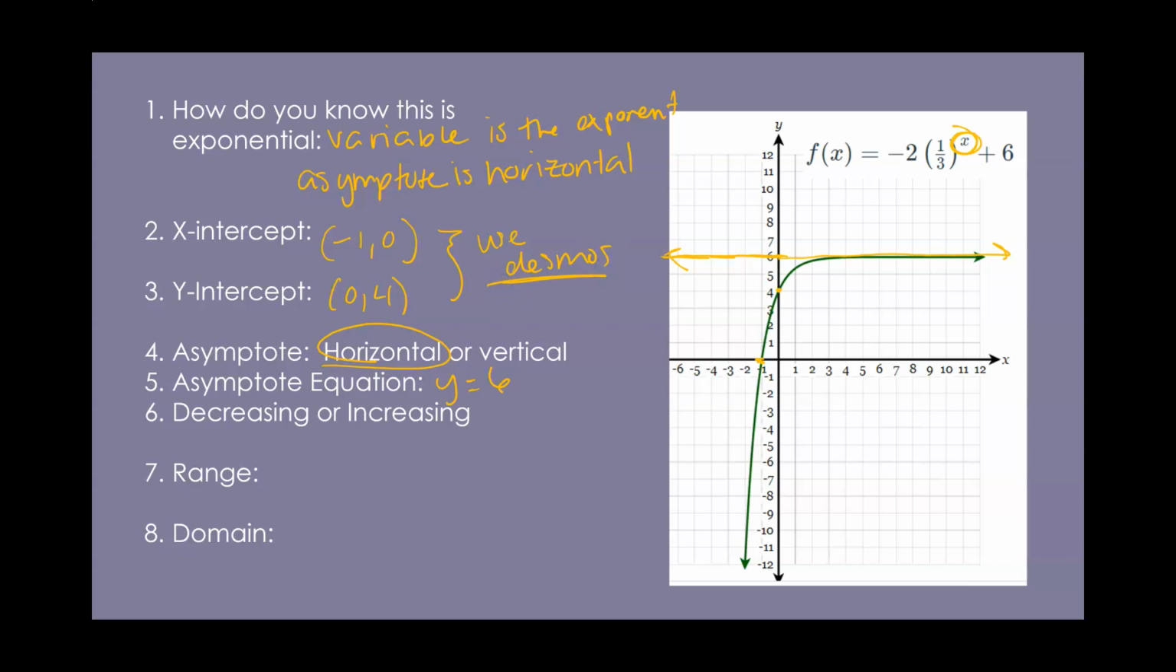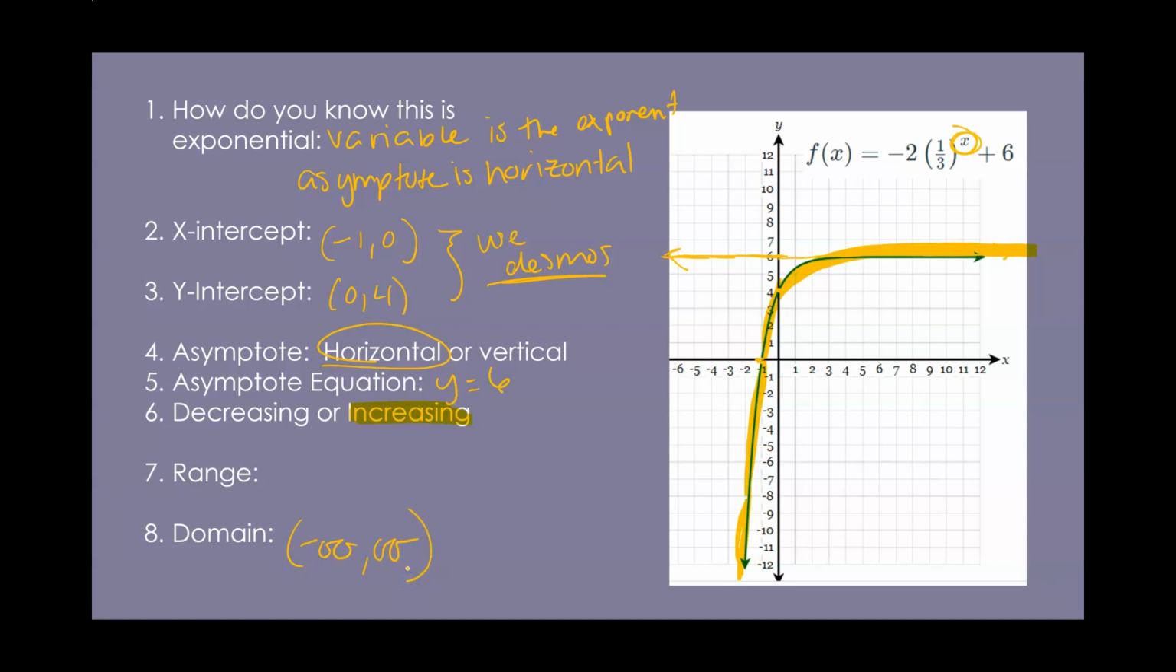Next, is it increasing or is it decreasing? Well, if I take my highlighter, am I going uphill or am I going downhill? Well, I'm chugging along up, aren't I? So that means I am increasing. Increasing means up. I've already told you domain is -infinity to +infinity.